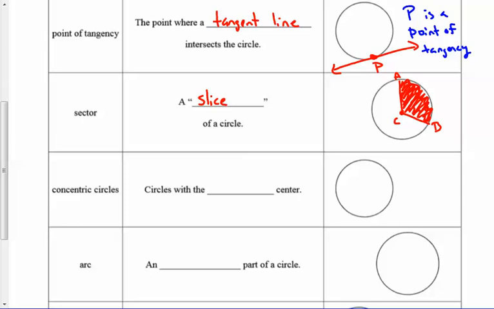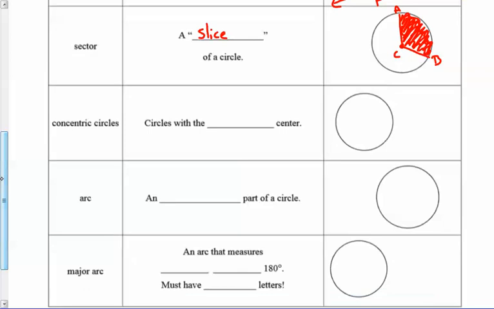Concentric circles. Concentric circles are circles with the same center. So if I have center C here and circle C, imagine that that's there, right? And this blue center to this blue circle, right? The red circle and the blue circle have the same center, so they are concentric. Concentric.